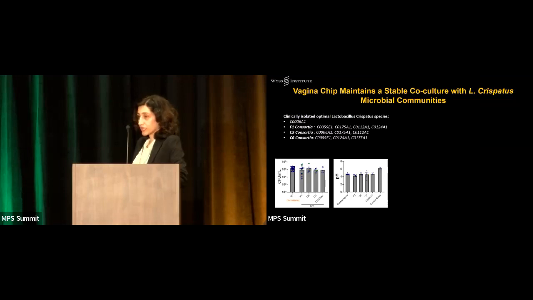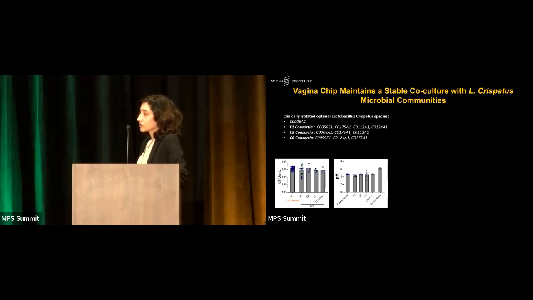So after we characterized the two models, the next step, of course, was to look at the host-microbiome interaction. That was the main goal in the beginning. In collaboration with Dr. Ravel's lab from University of Maryland, we used clinically isolated optimal Lactobacillus crispatus strains that were collected from women that have stable Lactobacillus-dominant communities for years. We inoculated the vagina chip with either a single strain of Lactobacillus crispatus or 3 different consortia of 3 or 4 of these strains, and co-cultured them for up to 3 days.